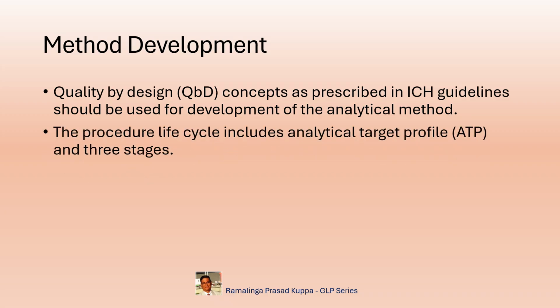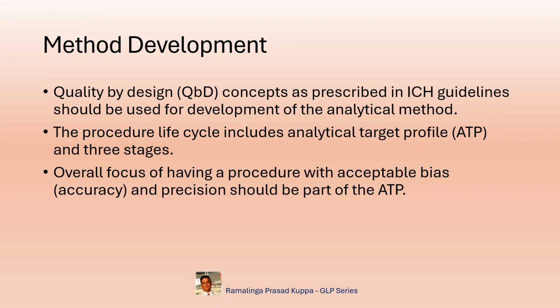The procedure life cycle includes analytical target profile, ATP, and three stages. ATP defines criteria for the performance characteristics. It is linked to the intended analytical application and the quality attributes to be measured. The reportable value generated using a qualified analytical procedure provides the basis for key decisions regarding compliance of a test article. Yes or no to the results for compliance.